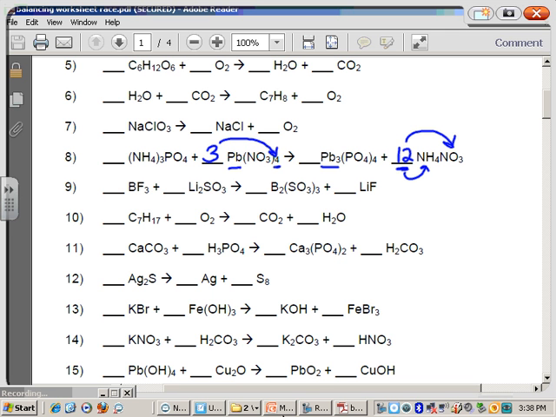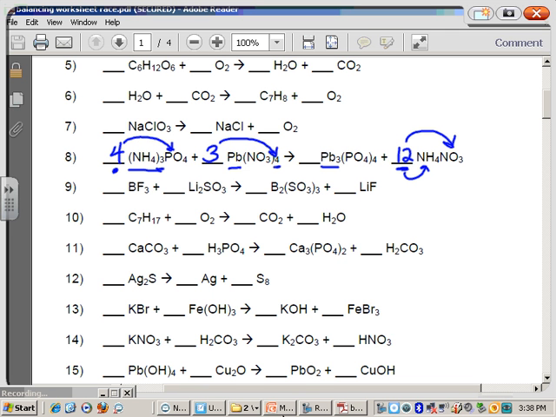So now I have 12 ammonias. And on this side, I only have 3, but that's easy to take care of. 4 times 3 is 12. So now I have 12 ammonias on this side. Well, by putting this 4 in front of this, I've also affected the quantity of phosphate that I have.